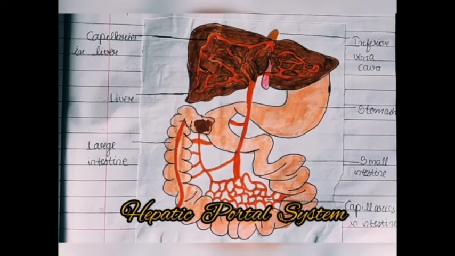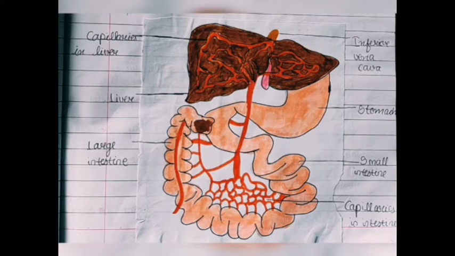Hepatic portal system: all the portal veins which carry their contents into the liver collectively constitute the hepatic portal system. Portal veins are the veins that start with capillaries and end in capillaries. There are some following steps which briefly describe the hepatic portal system.